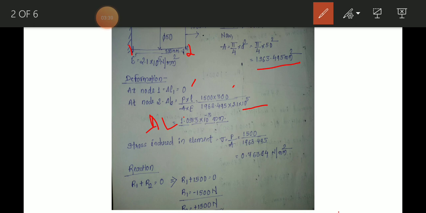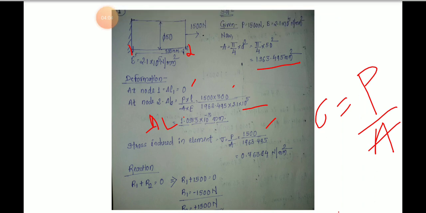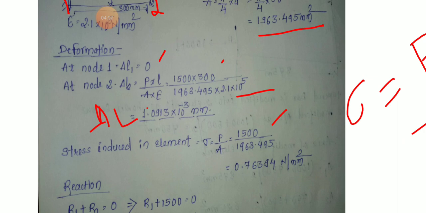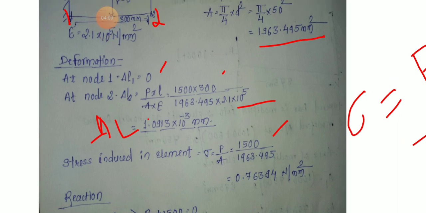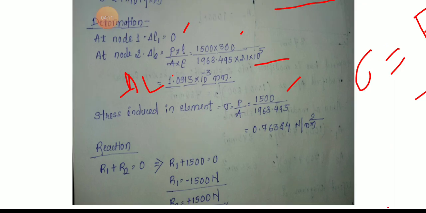Now how to calculate the stress? Stress, that is sigma, is equal to load, that is P, divided by area of cross section. Both the parameters we already know. P, that is the load, is 1500 Newton. A, which is already calculated, is 1963.495. So 0.76394 is the answer for your stress.